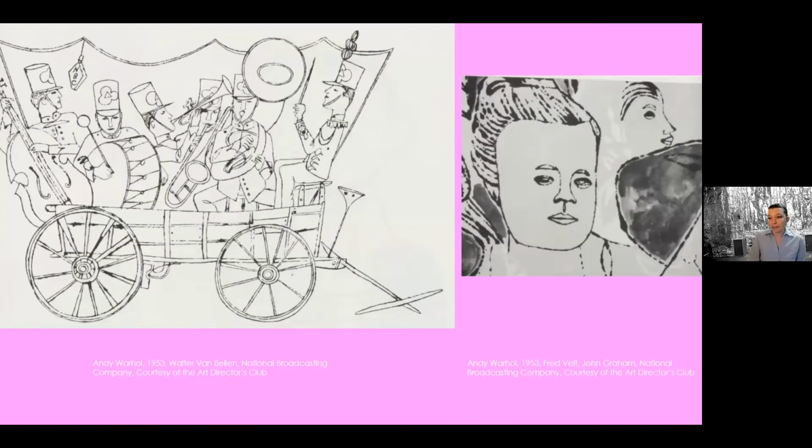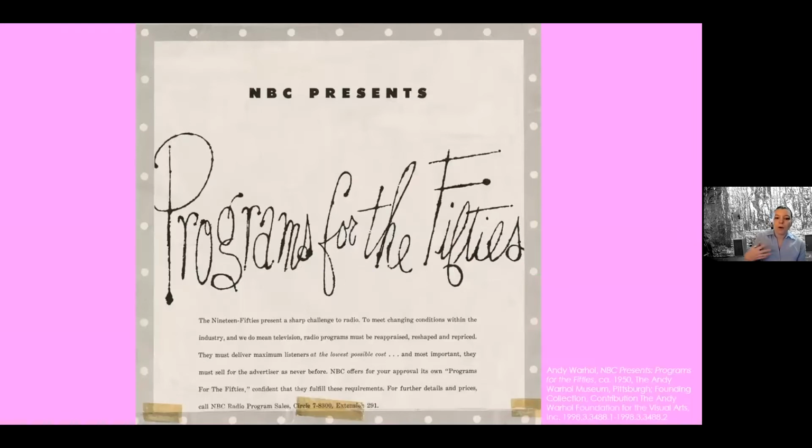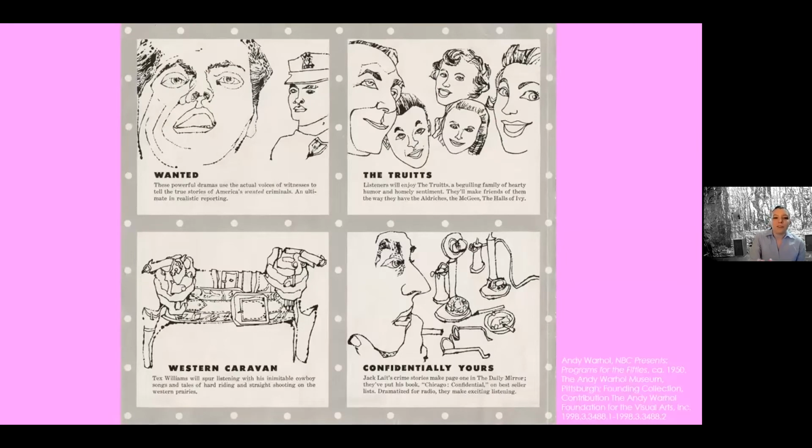So Warhol was always a freelance illustrator, so there was really nothing holding him back from doing an ad for one company and doing an ad for their direct competitor at the exact same time. These are two images pulled from the Art Directors Club annuals that Warhol did for NBC. His main project for NBC was actually illustrating promotional booklets for the radio programs that NBC was pitching to advertisers. The idea was that the advertisers would read these little blurbs and look at these illustrations and decide, I want to buy ad space for that particular radio show.